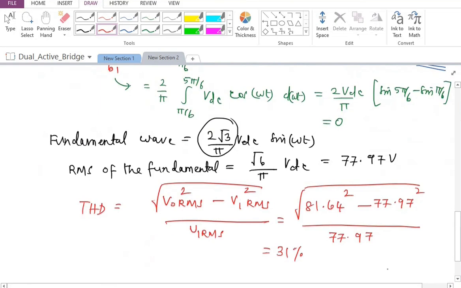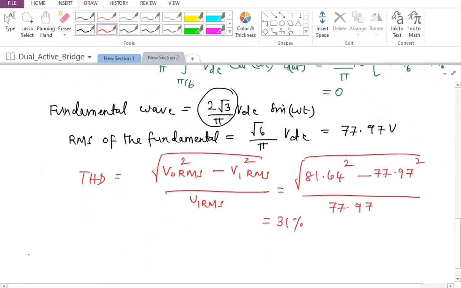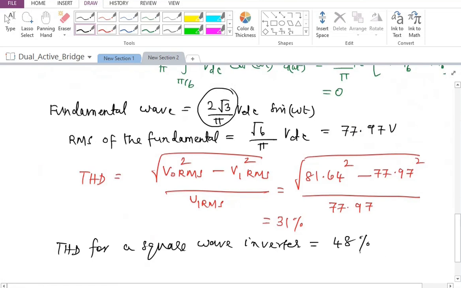Whereas what we saw as the total harmonic distortion for a square wave, THD for a square wave inverter happens to be 48%. This is what we calculated earlier. So definitely THD has also decreased when we reduce the amplitude of the RMS wave. So when you adjust alpha, both the amplitude and the harmonic quantities in the output get decreased.